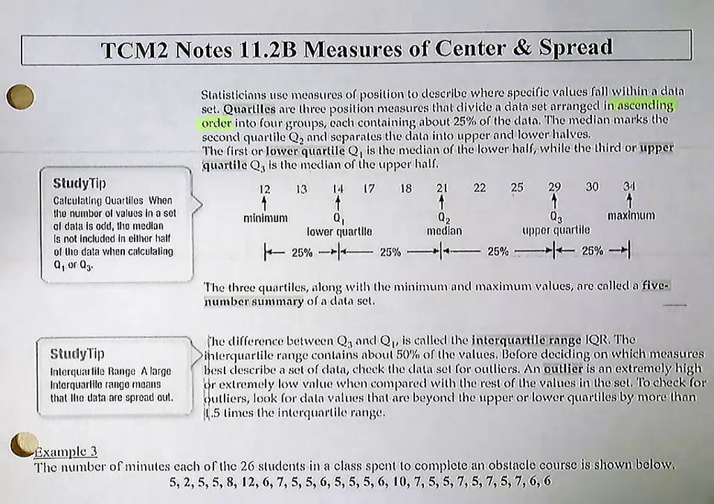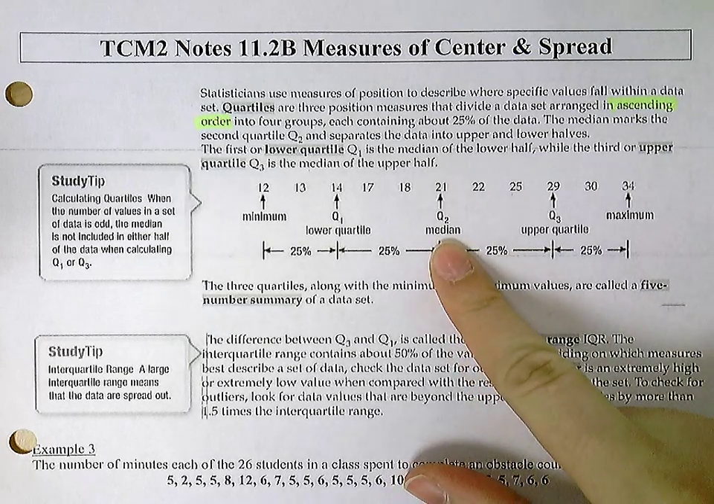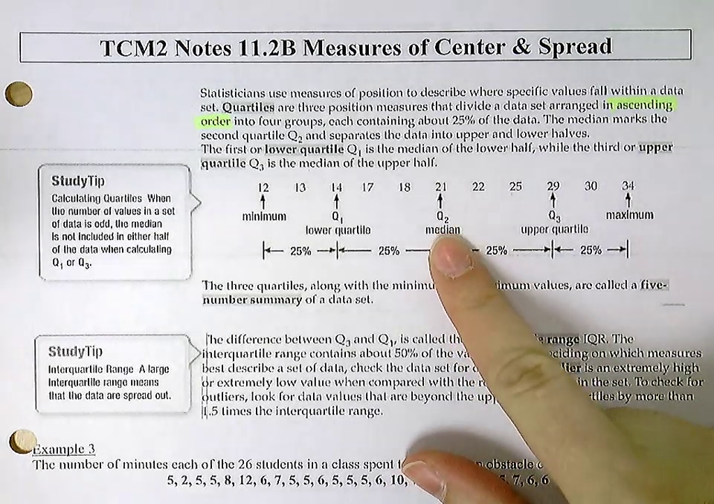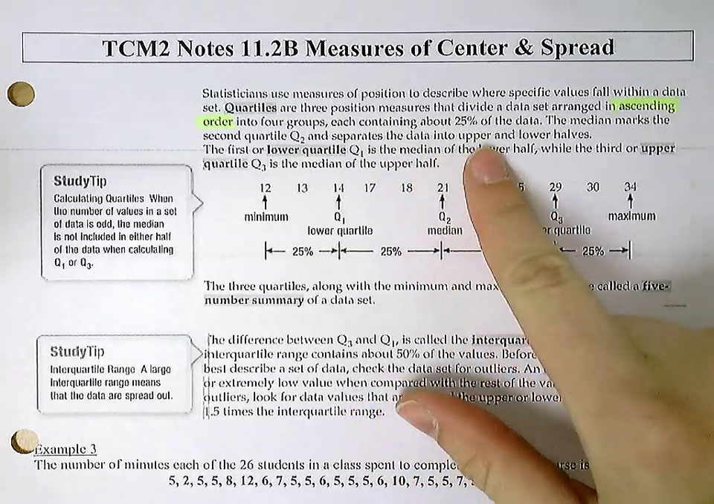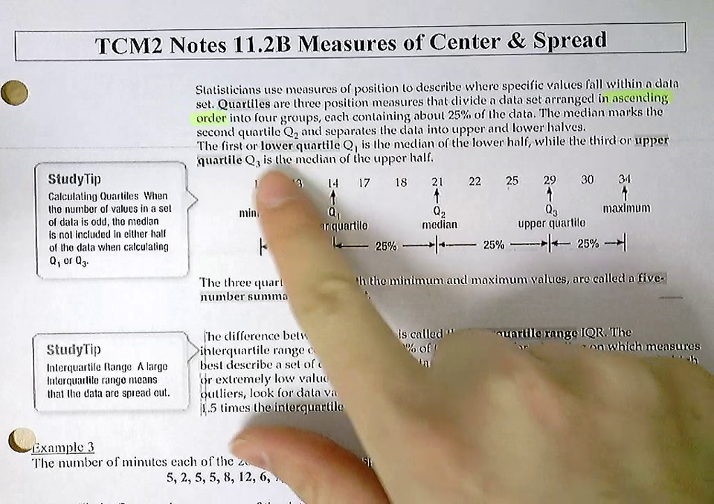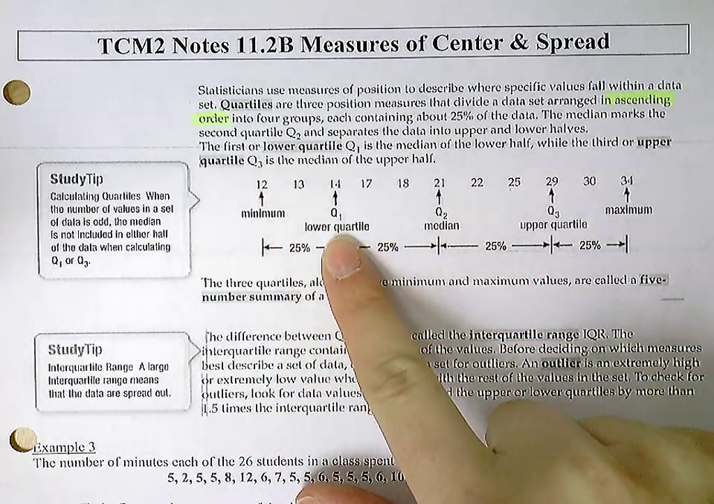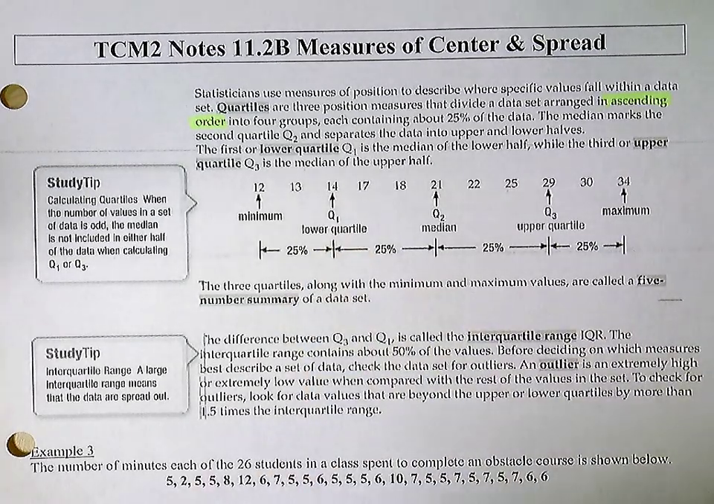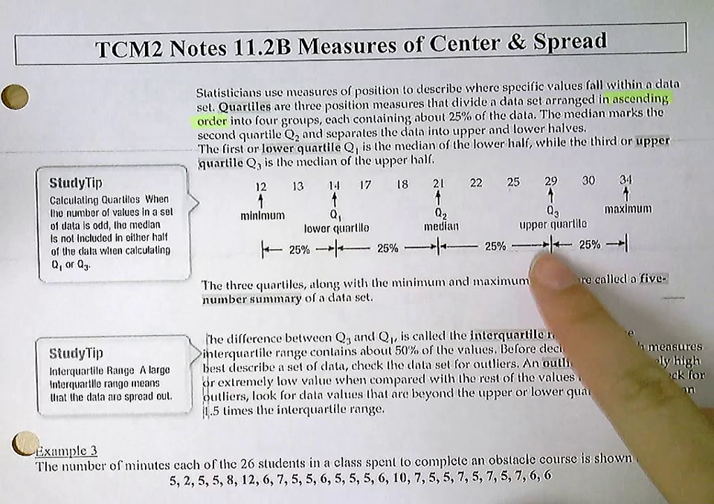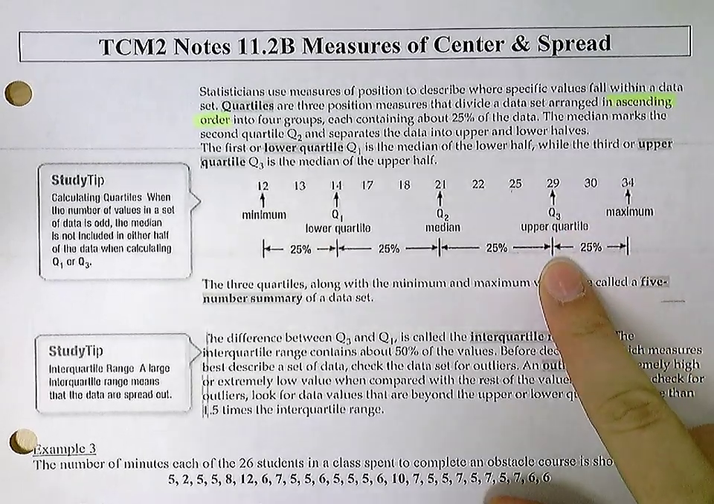The median marks the second quartile. Okay, so your median here, we know how to find the median. It's in the second quartile there, and separates the data into upper and lower halves. The first or lower quartile, Q1, is the median of the lower half, while the third or upper quartile, Q3, is the median of the upper half.